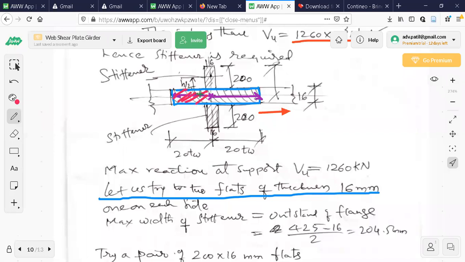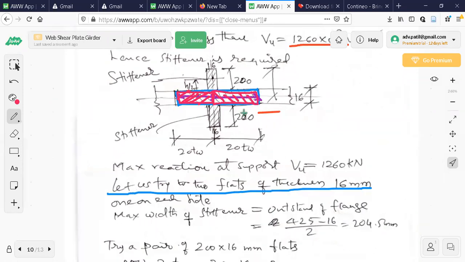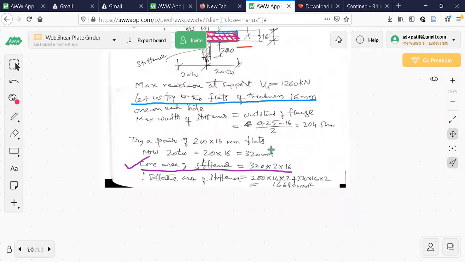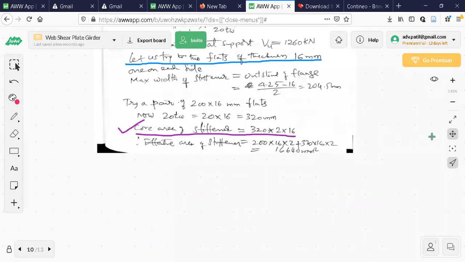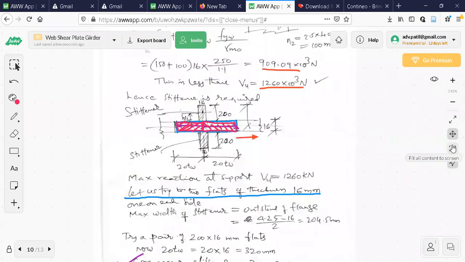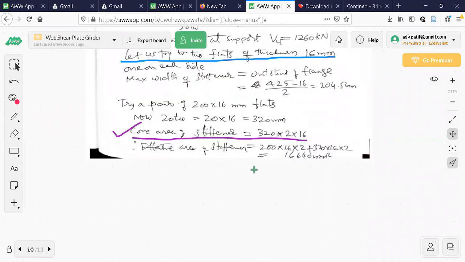This area, the total area, is nothing but the total area. This much is how much? How much is this? 320 into 16, because up to the center it is 320. Again this side, 320 into 16. So this plus this is 2 into, see this one. This is 320 into 16, two times, because two rectangles are there. One is this rectangle, one more is this. So like this, that is how the core area of the stiffener is calculated.